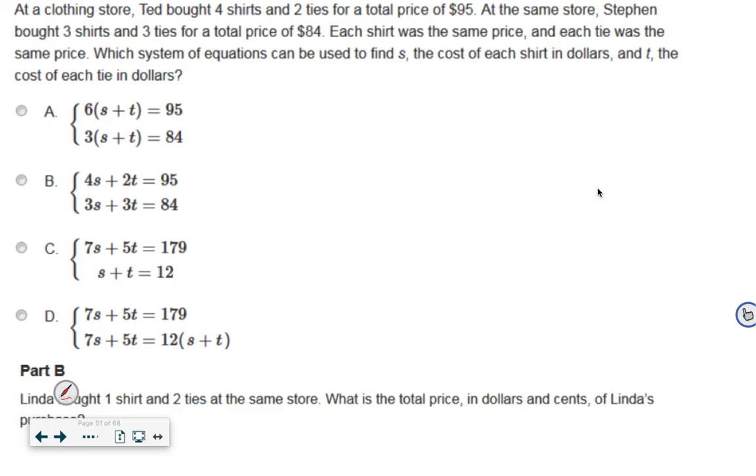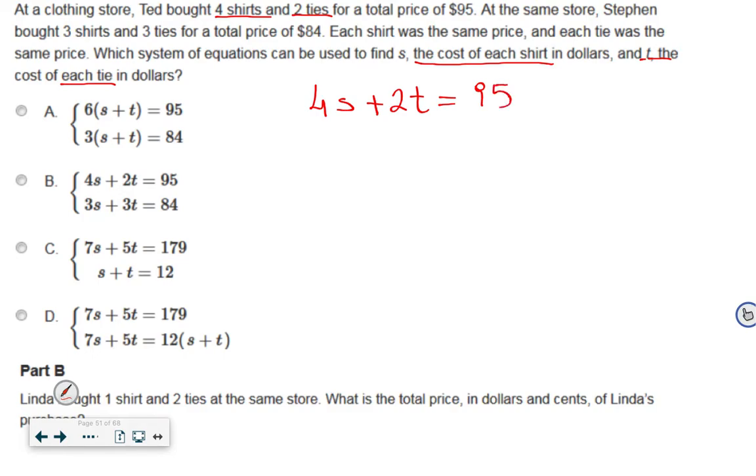As you see here, we have 2 people, Ted and Stephen. We know that S stands for the cost of the shirt, T stands for the cost of the tie. So look at that. 4 shirts and 2 ties. 4S, because the cost of one shirt is S dollars. If I get 4 shirts, then you need to multiply 4 times S. Plus, if you get 1 tie, the cost of the 1 tie is T dollars. If you multiply by 2, because you are getting 2 ties, 2T. And this all together is $95.